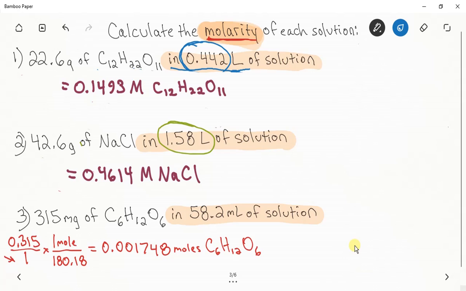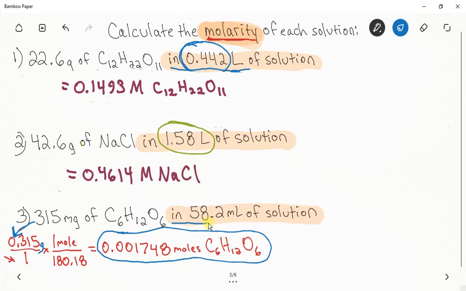Okay, let's move to our third problem. Our third problem is that we have 315 milligrams of C6H12O6, and remember we converted that 315 milligrams into 0.315 grams. And we have 0.315 grams of C6H12O6. And we worked that out to be 0.001748 moles of C6H12O6. So that's not a lot, is it? That's a very small amount.